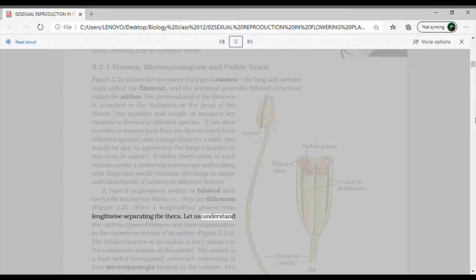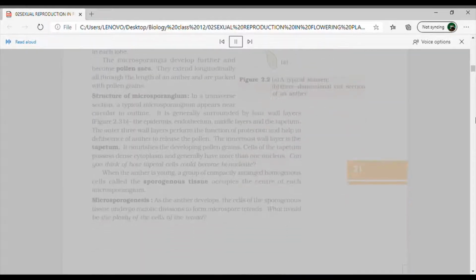Let us understand the various types of tissues and their organization in the transverse section of an anther, Figure 2.3a. The bilobed nature of an anther is very distinct in the transverse section of the anther. The anther is a 4-sided, tetragonal structure consisting of 4 microsporangia located at the corners, 2 in each lobe. The microsporangia develop further and become pollen sacs. They extend longitudinally all through the length of an anther and are packed with pollen grains.